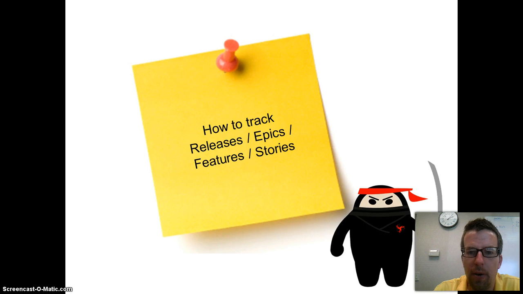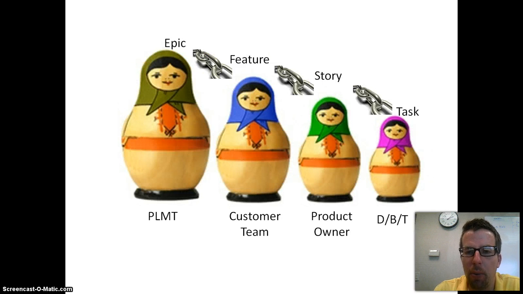Today, I want to talk to you about how to track releases, epics, features, and stories in a scaled agile world. In one of my previous PowerPoint blogs, I talked about the hierarchy or the structure of stories in Agile. If you go from the far right to the left, we've got the design, build, test teams that do tasks, and those tasks are linked to stories that usually the product owner creates, and then those stories are linked to the features that are usually created by a customer team or a product team, and then those features are usually linked to an epic that's usually created by a product line management team.